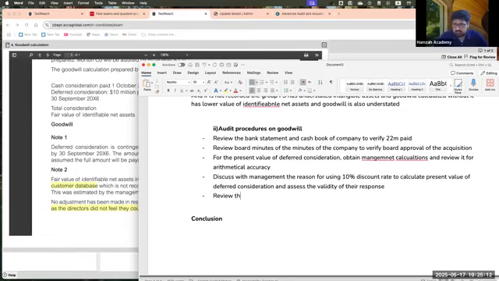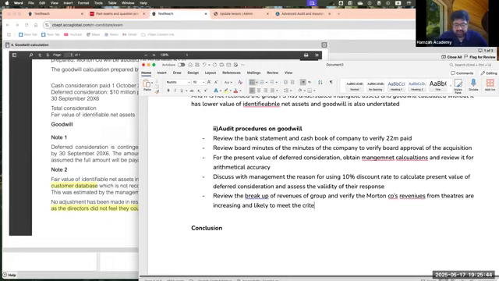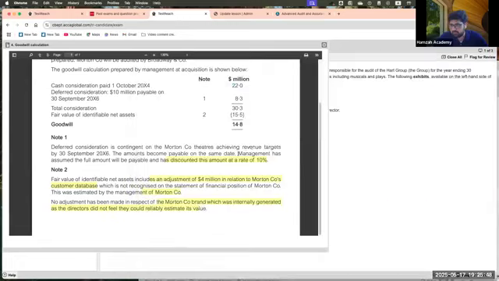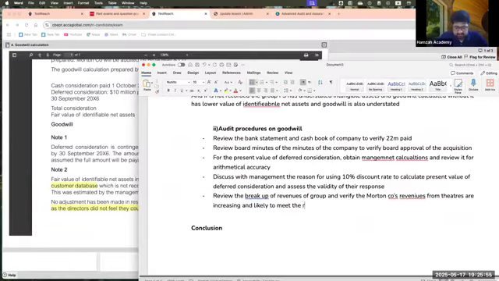Review the breakup of revenues of group and verify the molten companies' revenues from theaters are increasing and likely to meet the criteria. Yes. Likely to meet the revenue targets to be qualified for deferred consideration.